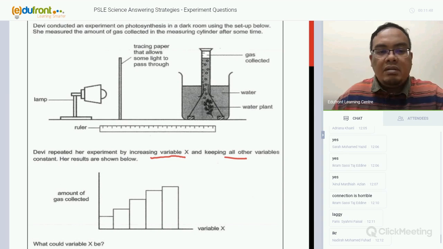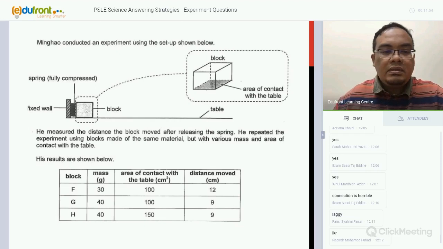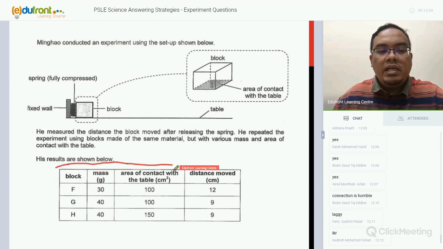Okay, later on we'll find out why you have to keep all the other variables constant. Now this is another type of experiment question. You can see that a big clue here. They give you a graph, a table.